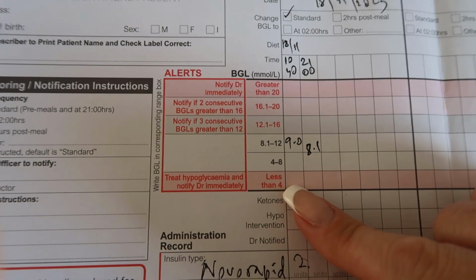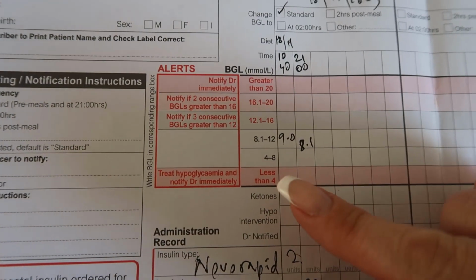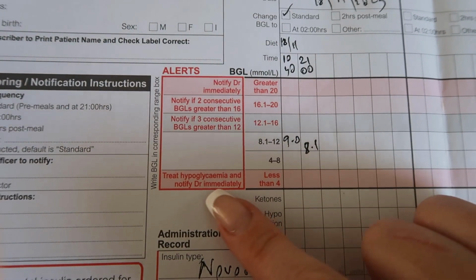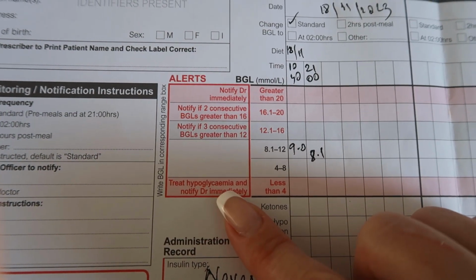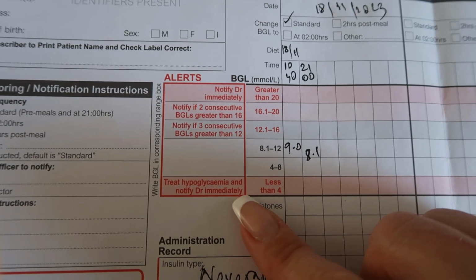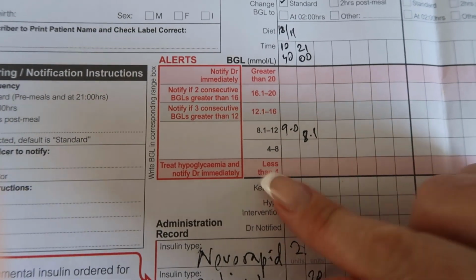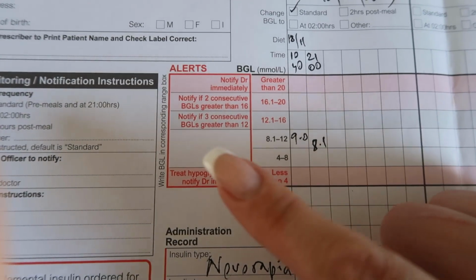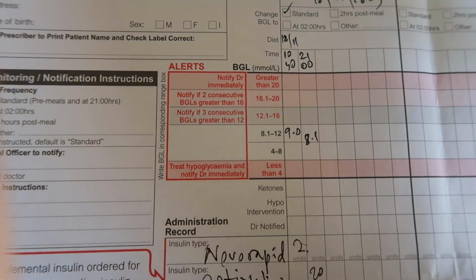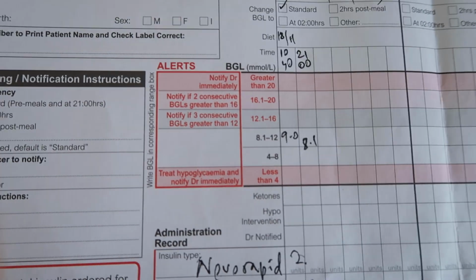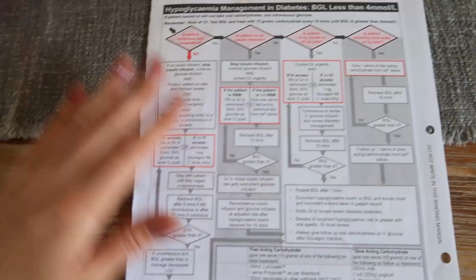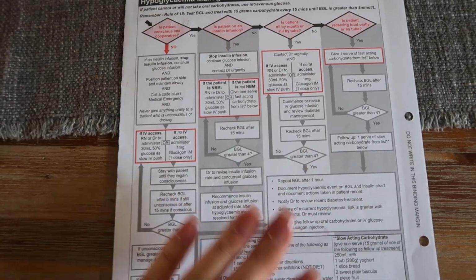If someone is below 4 on their BGL, it tells you here: treat hypoglycemia and notify the doctor immediately. Always on my ward, if someone is sitting below 4, we notify the doctor. Now, where do we find treatment of hypoglycemia? The plan is just on this side of the form here, which is the last page and the last side of this form.